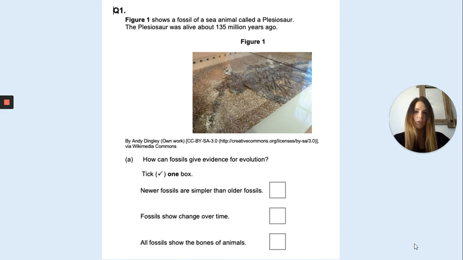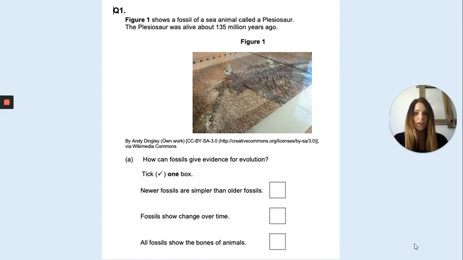Okay, so how would this look in an exam? So this is just an example question for you that I'm going to go through with you. So we've got figure 1 shows a fossil of a sea animal called a plesiosaur. I've never come across that word before. I bet you haven't either. Is that going to stop me from answering this question though? No. Okay. Examiners do this to put you off. They use these posh words so that you go, I've never seen that before, I'm not going to be able to answer this question, I'll move on.